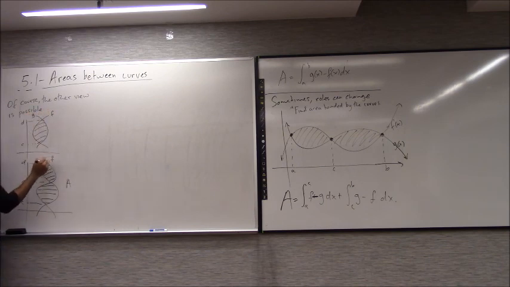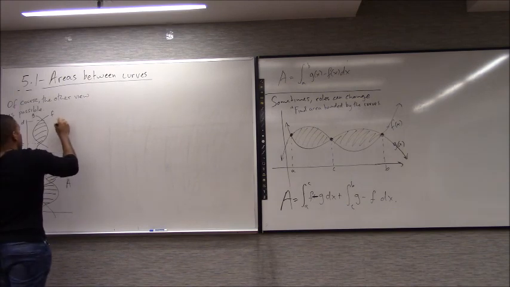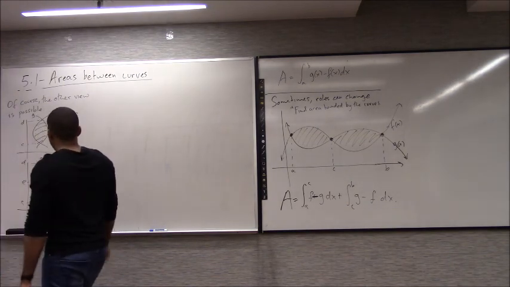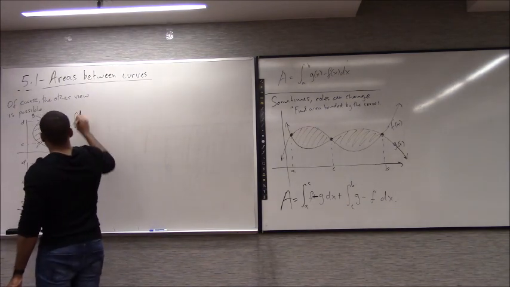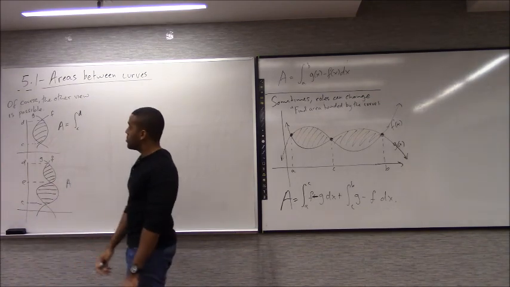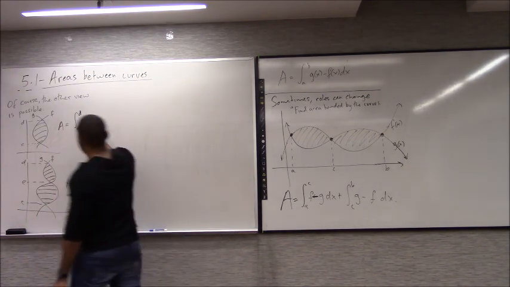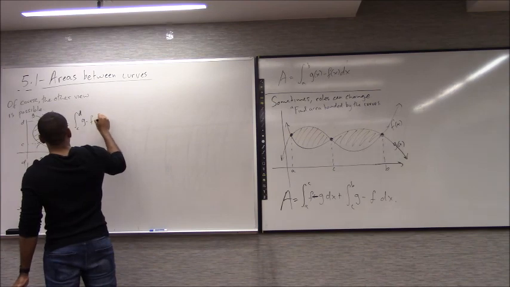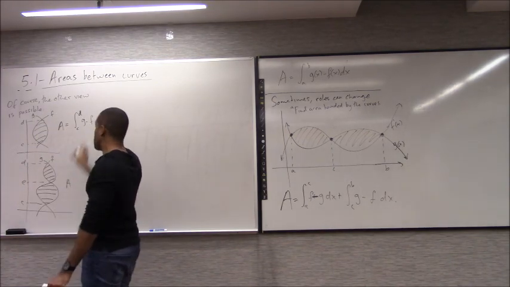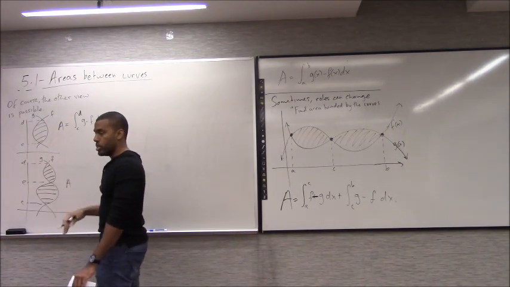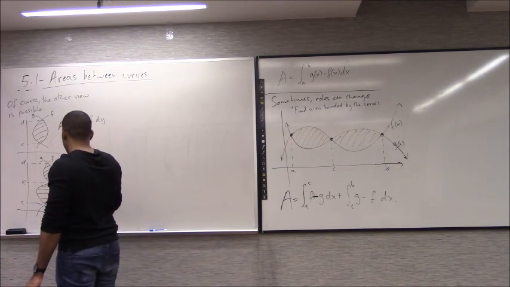Let's say I call this F and that G. And the area in this case would be C to D of G minus F dy. Right? Which means all your variables should be y when you're plugging these. We'll do some examples, but I just want you to get the idea first.